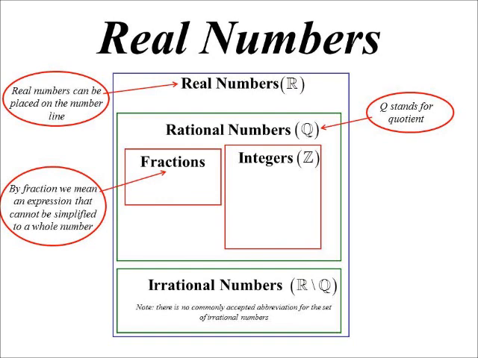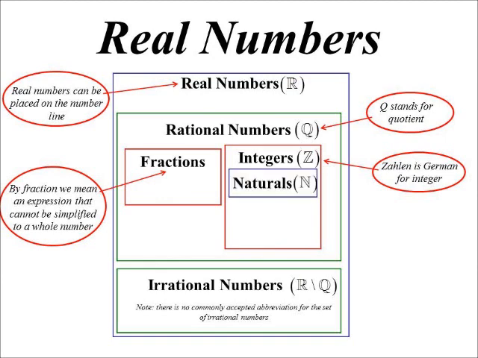Integers, symbolized with Z. You're like, hang on, why Z? But I guess they didn't use I, because then you could confuse that with irrational numbers. Zahlen, I don't know if that's how you pronounce it, but that's German for integer. And so that's where the Z comes from for the set of integers. Now, inside the integers, we have the natural numbers. And that's symbolized N for natural.